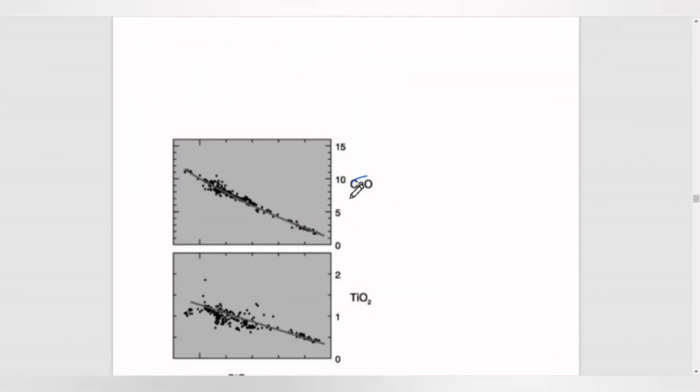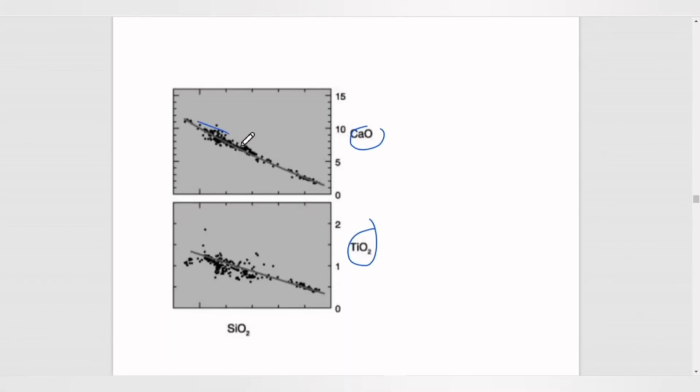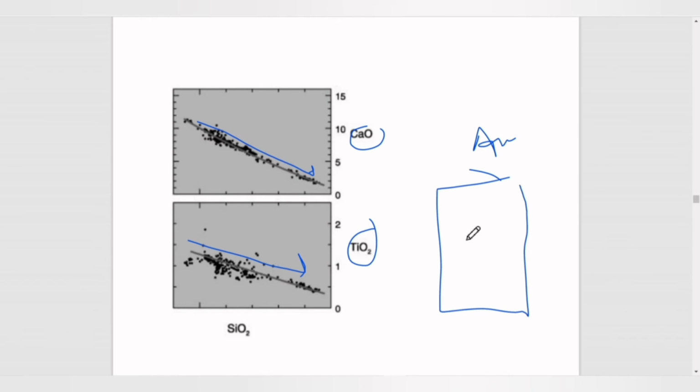Next one is CaO and TiO2. In both of these diagrams, you can see the concentration is decreasing like this. Why is it so? Because anorthite is calcium rich, so as soon as anorthite starts crystallizing, it will separate out or settle down, and the remaining melt will get depleted in CaO as well as TiO2 concentration.